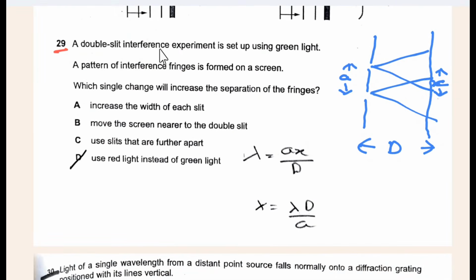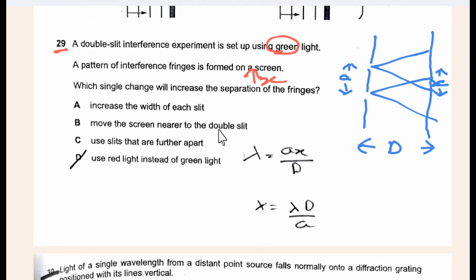Question 9. A double slit interference experiment is set up using green light. A pattern of interference fringes is found on the screen. Which single change will increase the separation of fringes? Separation of fringes means the value of x. So which change would increase the value of x? We know the equation: lambda is equal to ax by d, or x is equal to lambda d by a. So increase the width of each slit. It means increasing the width would increase the value of a, and increasing the value of a would decrease the value of x, since x is inversely proportional to a.